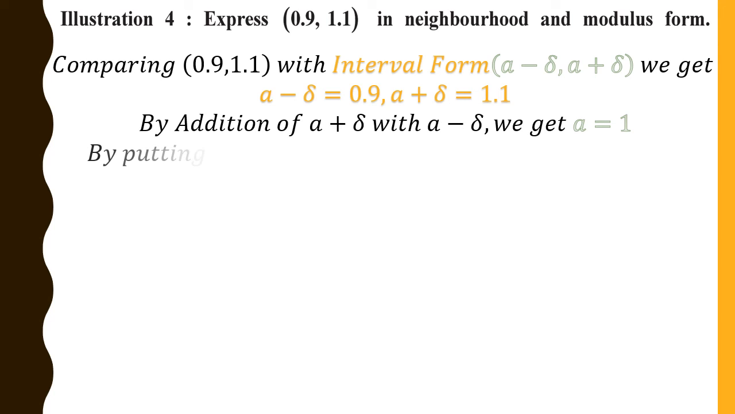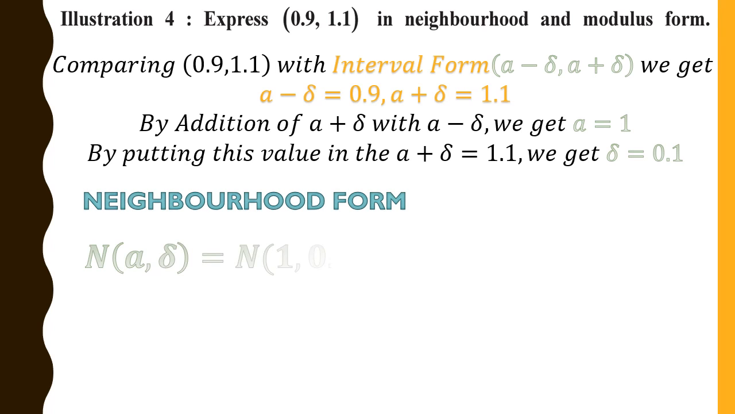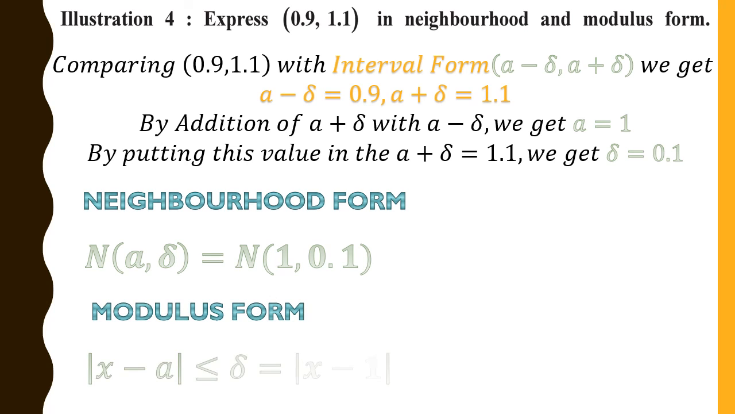You should try it. Next, when we put the value of a into a + delta = 1.1, we get delta is equal to 0.1. Means in the place of a, you put 1, then change the side of 1 to the opposite. 1.1 minus 1 will be 0.1. So here a is 1, delta is 0.1. We are going to put these two values into neighborhood and modulus form. Neighborhood form here will be N(a, delta), that is N(1, 0.1), whereas the modulus form, as we know, will be |x - 1| <= 0.1. These are very simple sums.